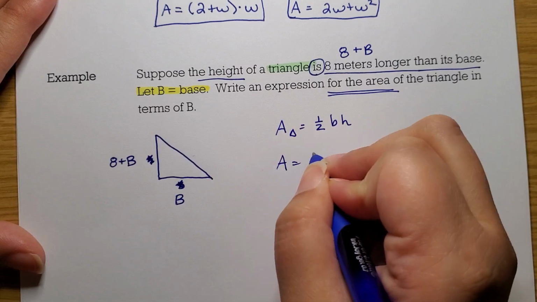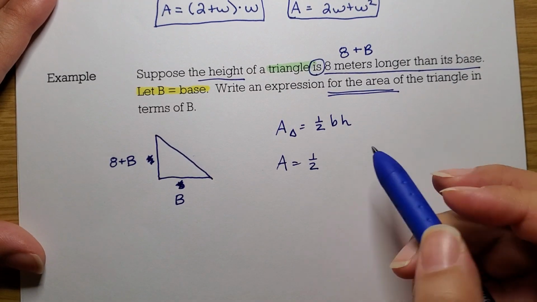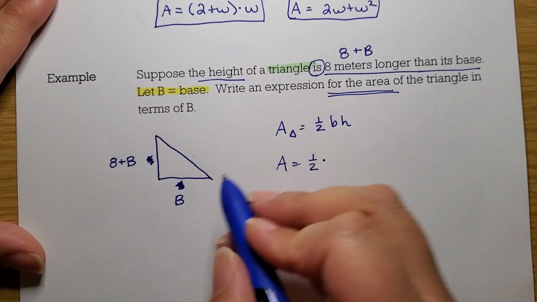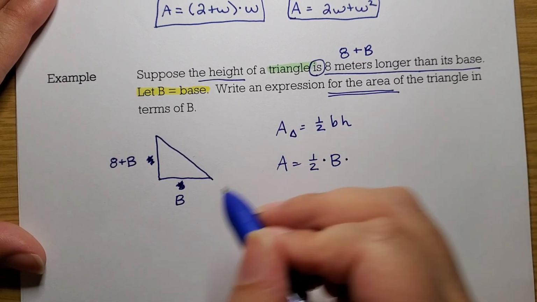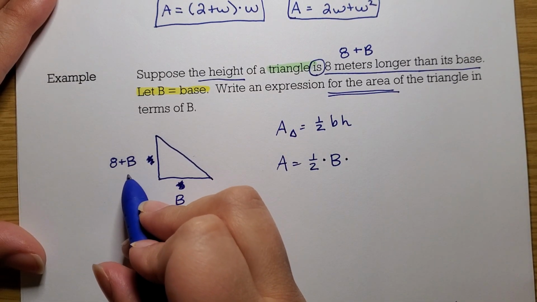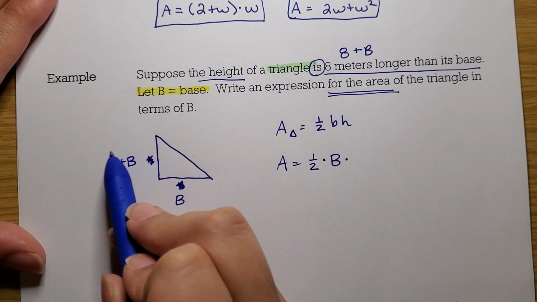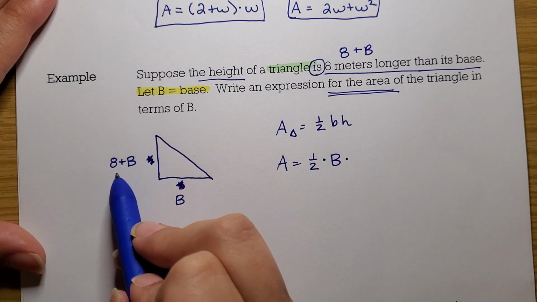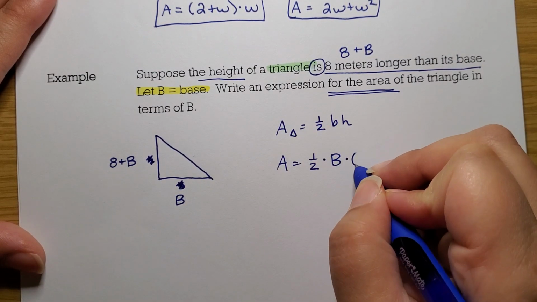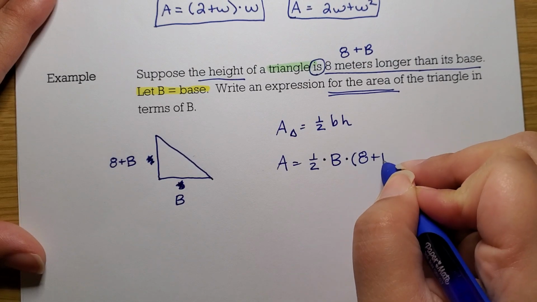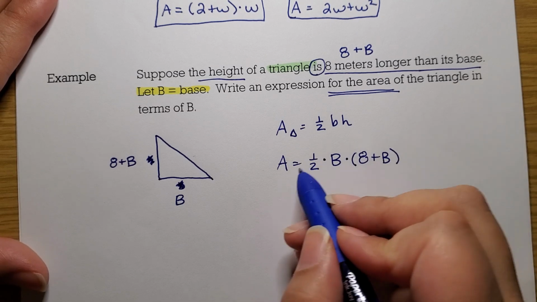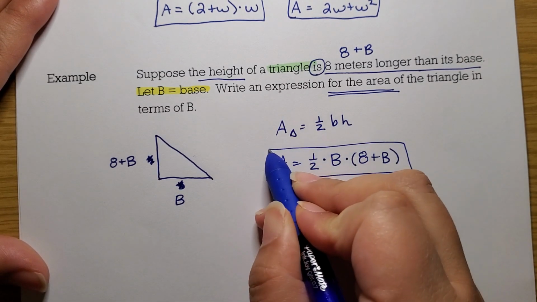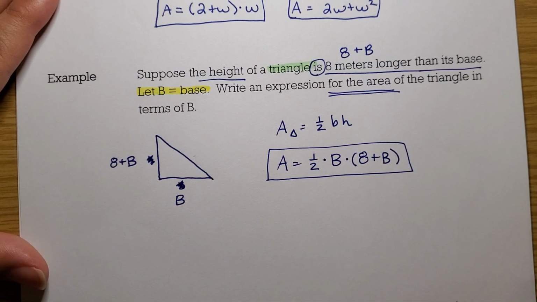So our area is 1/2 times our base, B, times our height, 8 plus B. Now, because this is a plus, this expression isn't just a single letter, I'm going to put it in parentheses, 8 plus B. And this problem was fancy in and of itself enough, so I'm just going to leave my answer like that. That's all we need to do there.